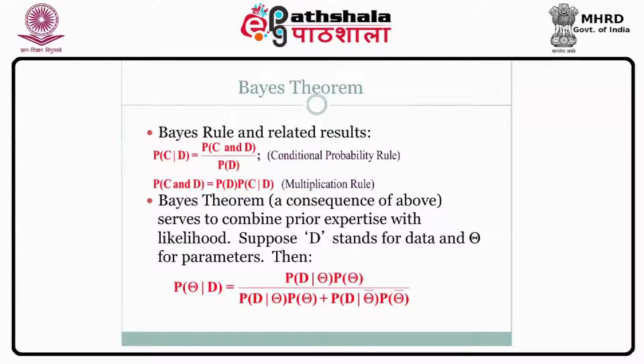the parameter of interest, then the posterior probability P(theta given D) is P(D given theta) P(theta), divided over P(D given theta) P(theta) plus P(D given theta complement), the complementary set of parameters, multiplied by the probability of theta bar.